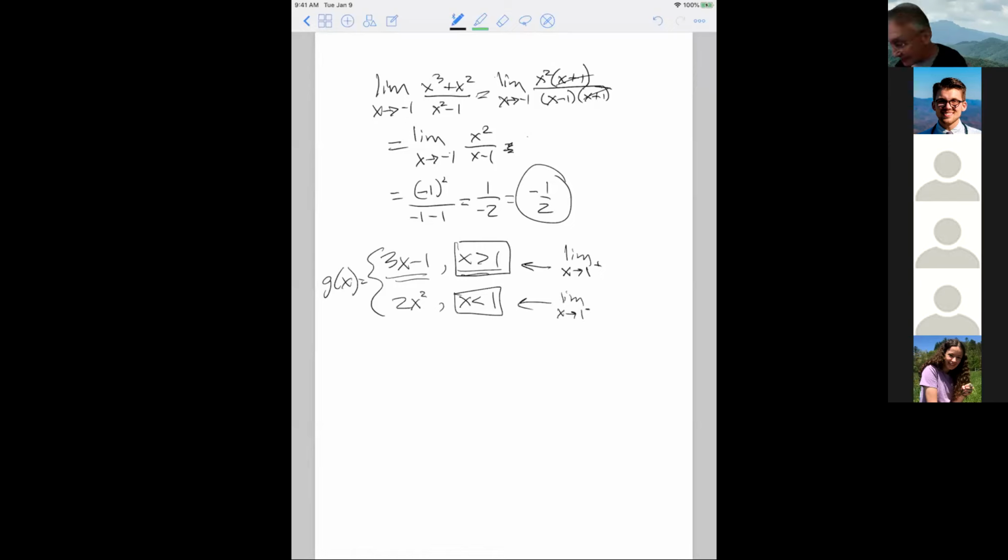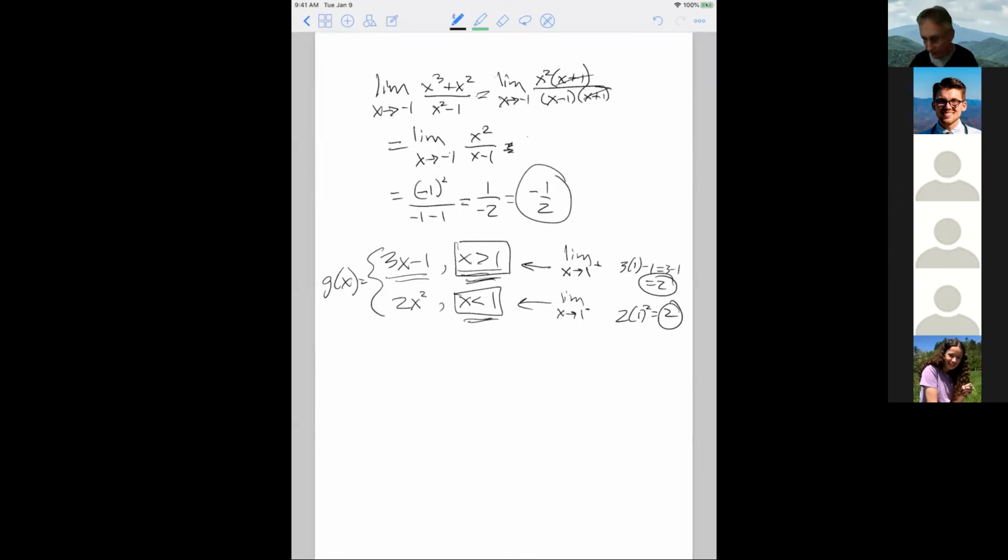So the less than goes with from the left, the greater than goes with from the right. In either case, you just plug it into the function and get the answer, and you end up getting 2 in both cases. So you get 3 times 1 minus 1, which is 3 minus 1, that equals 2. And if you plug 1 into the bottom one, you get 2 times 1 squared, which is 2, okay? So you get 2 in both cases. So yes, as you come in from the right, you're going to 2. As you come in from the left, you're going to 2.